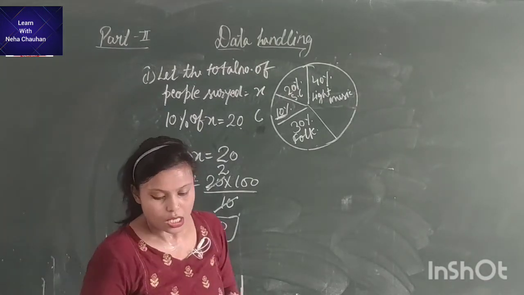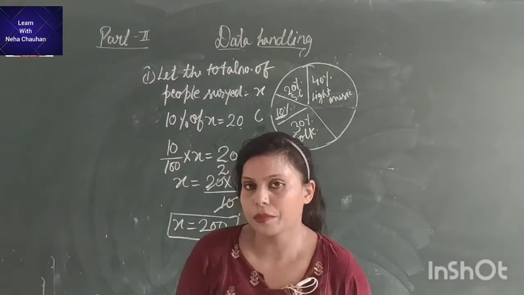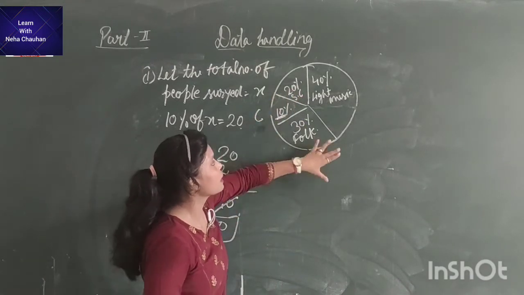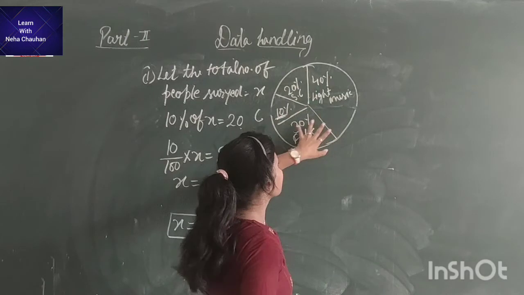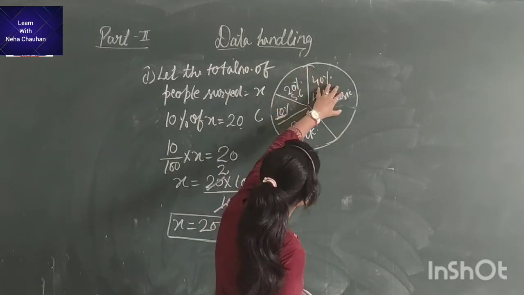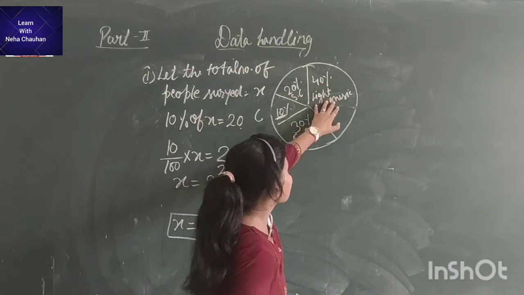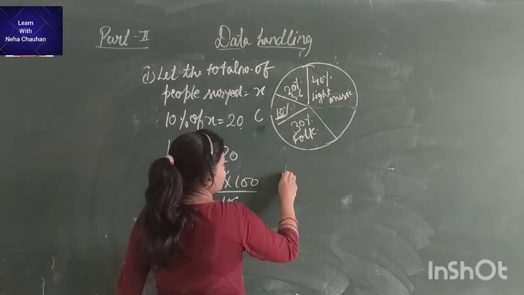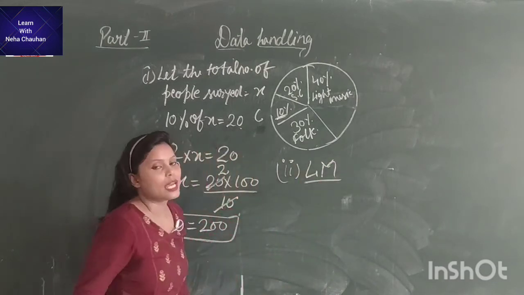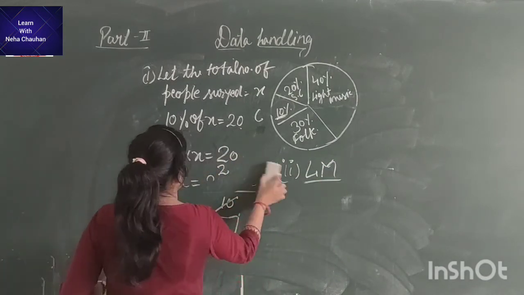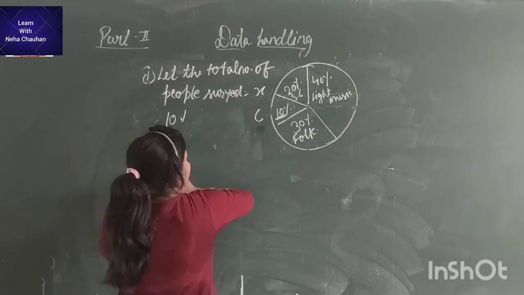Let's do question number 2. Question number 2 is, which type of music is liked by the maximum number of people? This is very clear: the maximum percentage in this pie chart is for light music, so this music will also be liked by most of the people. So light music is the answer to the second question.